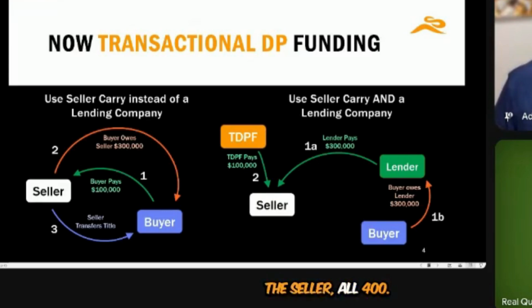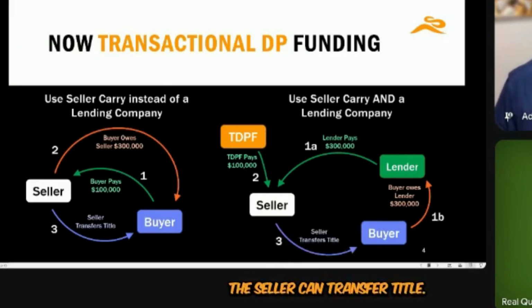The seller has all 400. And now this transaction can complete. The seller can transfer title. If you feel like something's out of balance here, you're probably right, because a transactional funder just put money in, has nothing back. A buyer just bought a property with only a $300,000 note, even though the seller collected $400,000.